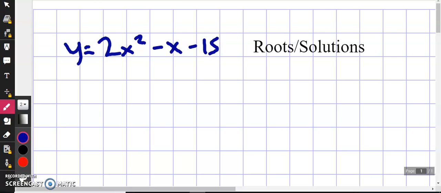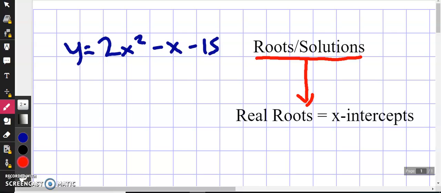Hello and welcome. Today we're going to be looking at how to find the roots or solutions of quadratic equations. What I have written here is an example of a quadratic equation that we might be given: y equals 2x squared minus x minus 15. We're going to go through how to take this equation and find its roots.